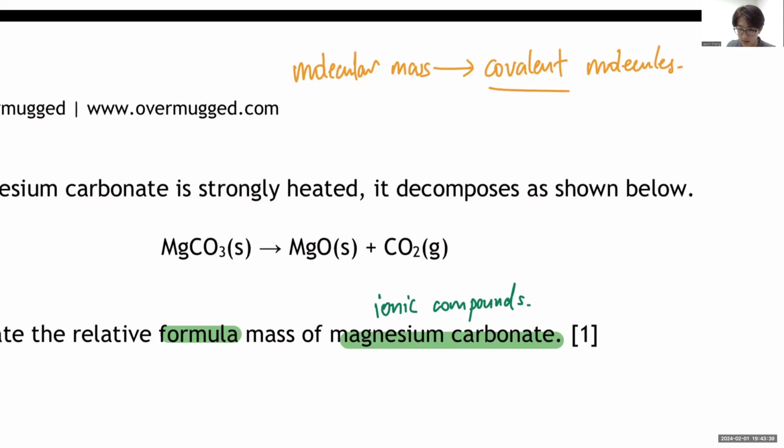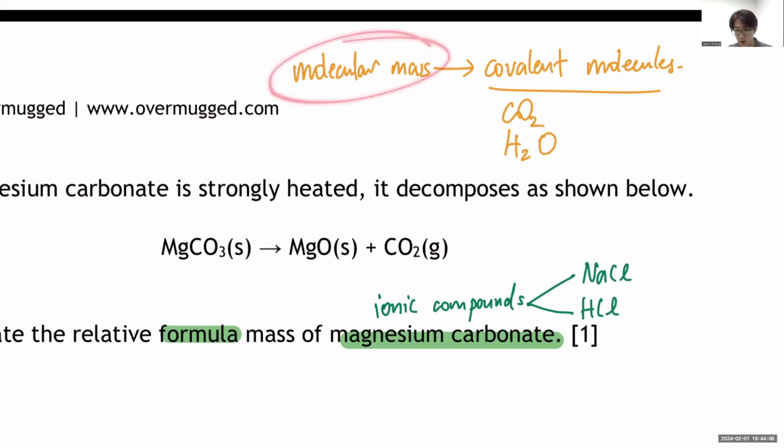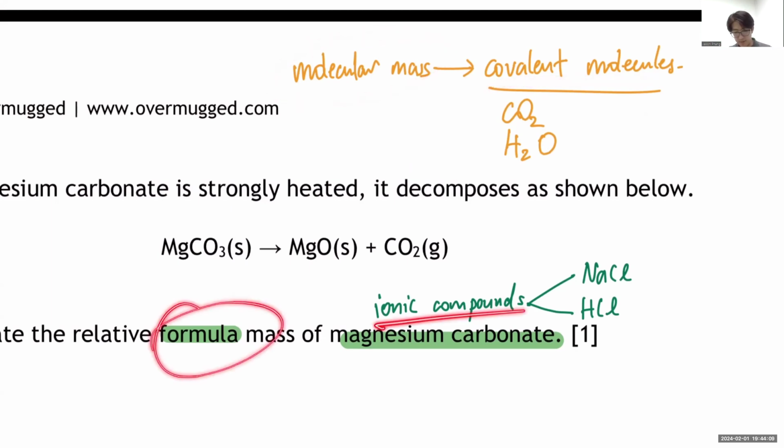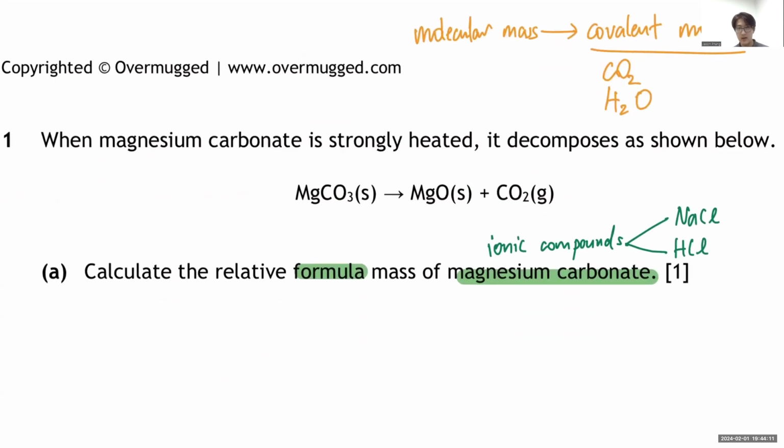So for example, what are some examples here? Carbon dioxide, water. What are some examples of ionic compounds? Other than magnesium carbonate over here, you have sodium chloride, your hydrochloric acid. So please keep this in mind: chemistry is very cumulative. It adds up all together. Molecular mass for covalent, formula mass for ionic. And that's the only difference, the name. The method of calculation is the same.